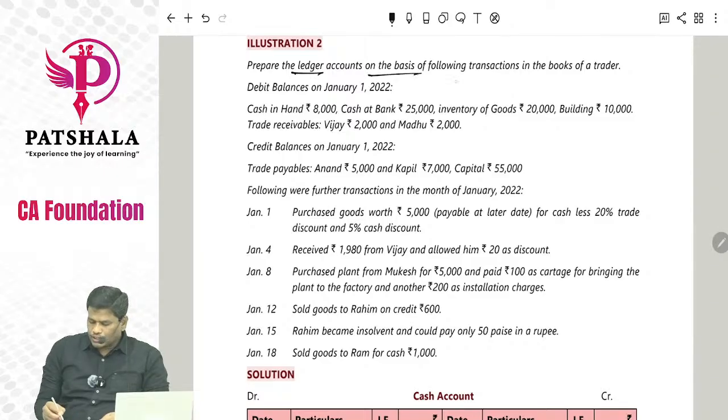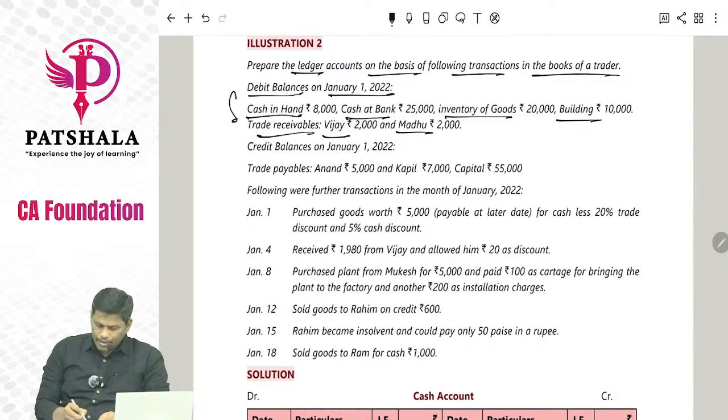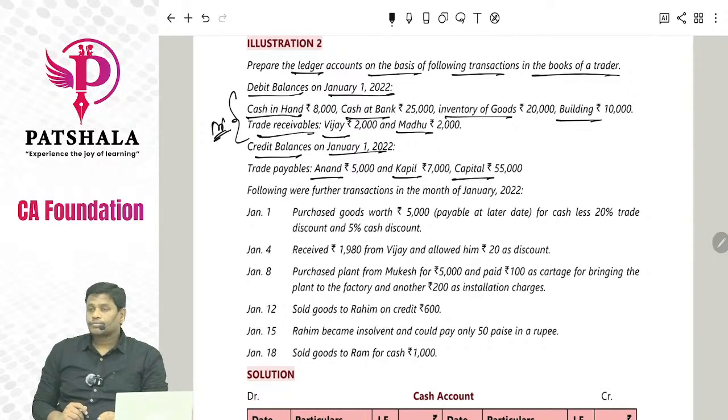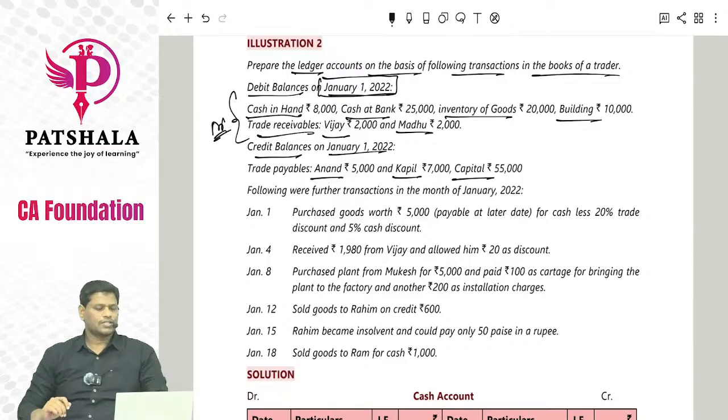Prepare the ledger accounts on the basis of the following transactions in the books of a trader. Debit balances on 1st January 2022: cash in hand, cash at bank, inventory of goods, building, trade receivables, Vijay, Madhu. All these debit balances will show debit. Credit balances: Anand, Kapil, capital. So please understand, on 1st January 2022, if you have some balances, where did you get these balances from?